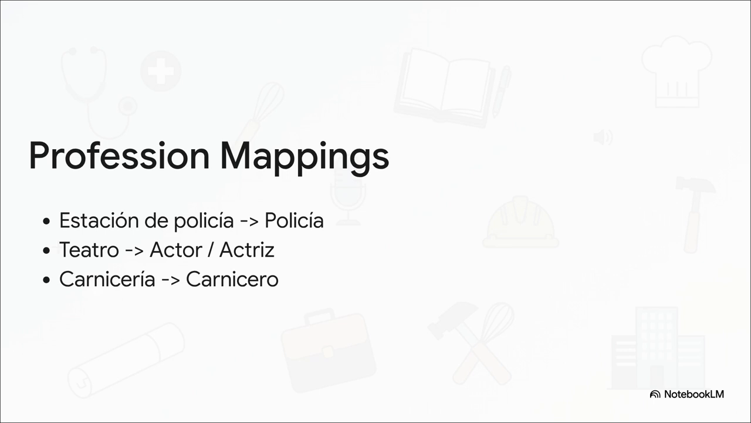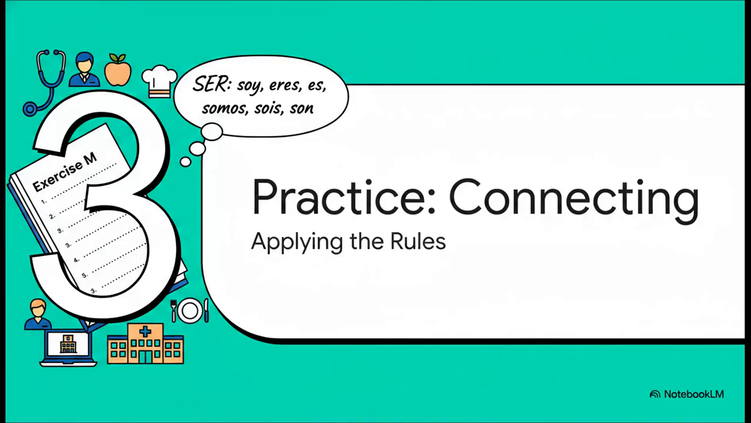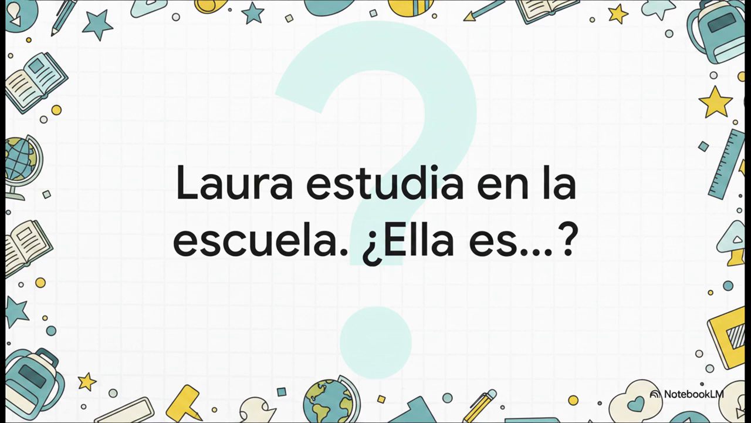The place ends in ería and the person ends in ero. It's a real game changer once you notice it. All right, Section 3, practice. Time to actually connect the two and apply what we've learned. So I'm going to challenge you right now to apply those ser conjugations to the vocab we just went over.